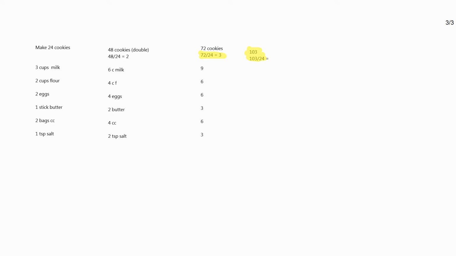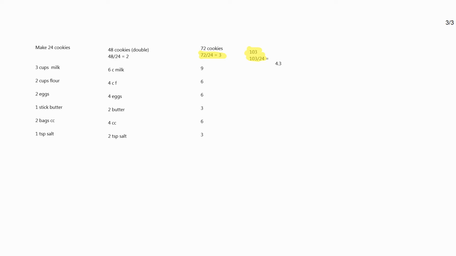Now in this case, what is 103 divided by 24? It's not a whole number. Whatever. What does it come out to be? 4.3. So I would multiply everything by 4.3 instead of multiply by 4 or by 3 or whatever.